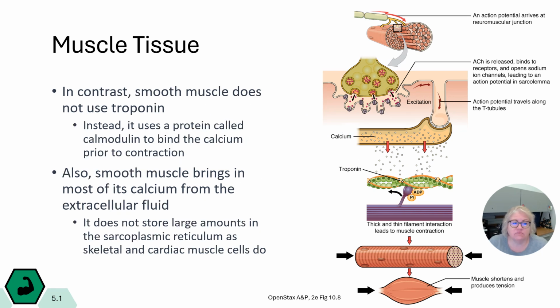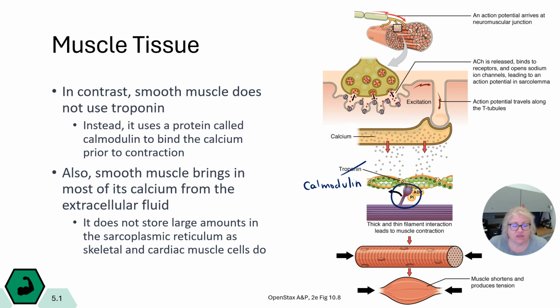In contrast, smooth muscle does not use troponin. Instead of troponin, it uses a protein called calmodulin. So instead of the troponin, we'd have calmodulin. But other than that, it would be pretty much the same process in that the actin will bind to the myosin and cause contractions. We don't have the sarcomeres because remember, in smooth muscle, we have fibers going in multiple directions.